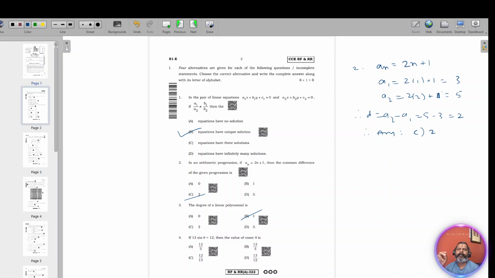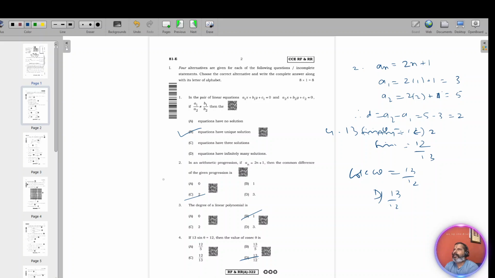Okay. If 13 sin theta is equal to 12, what is cosecant theta? Don't break your head, it's a straight formula. Sin theta and cosecant theta are reciprocals. Solve for sin theta in the given and find the cosecant theta. That will be a reciprocal. 13 sin theta is equal to 12, sin theta is equal to 12 by 13. Cosecant theta is 13 by 12. What is the answer? 13 by 12, D.